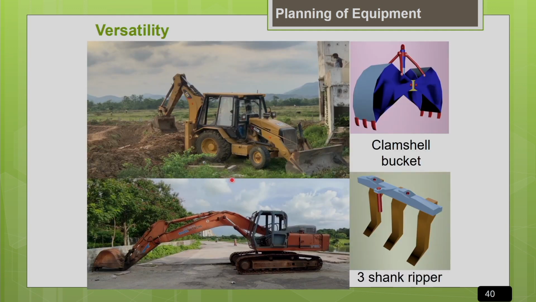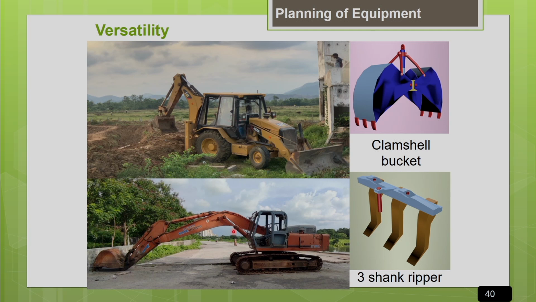Similarly, you can see this combination. This is a combination of a front end loader and backhoe. So you have the loader at the front end and the backhoe at the rear end. The loader, as I told you, is efficient in excavating at the ground level or above the ground level, and this backhoe is efficient in excavating below the ground level. So both jobs can be done with the same machine. So it is more versatile.